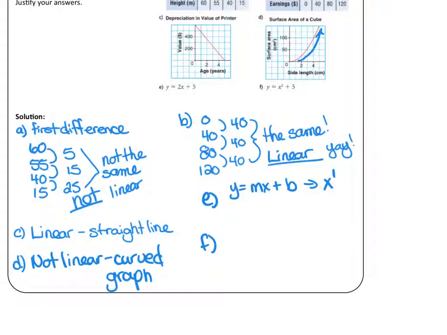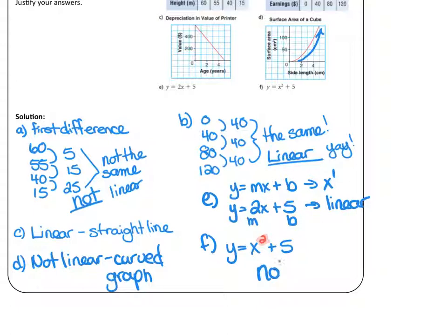So E is in the form of y equals 2x plus 5. So here's our m and our b, and our x doesn't have any exponent on it. So it is linear. F looks like this, x squared plus 5. Now notice this one is not linear because it has this exponent here. That's a 2. Because it has a 2 means it's not linear anymore. So for this one, I'm going to say it's not linear.